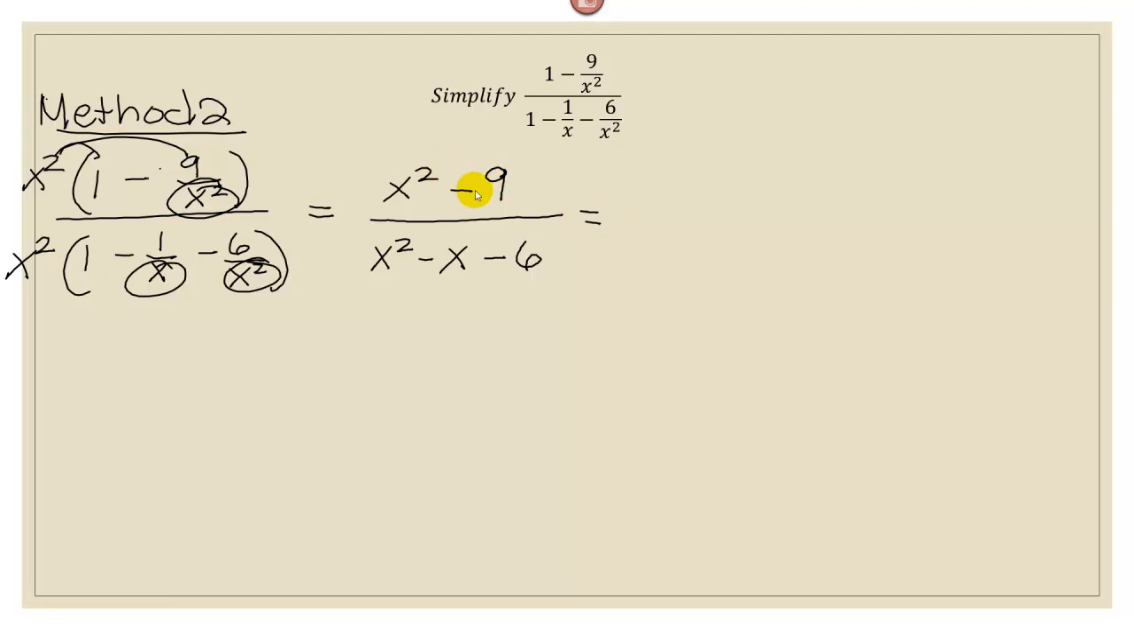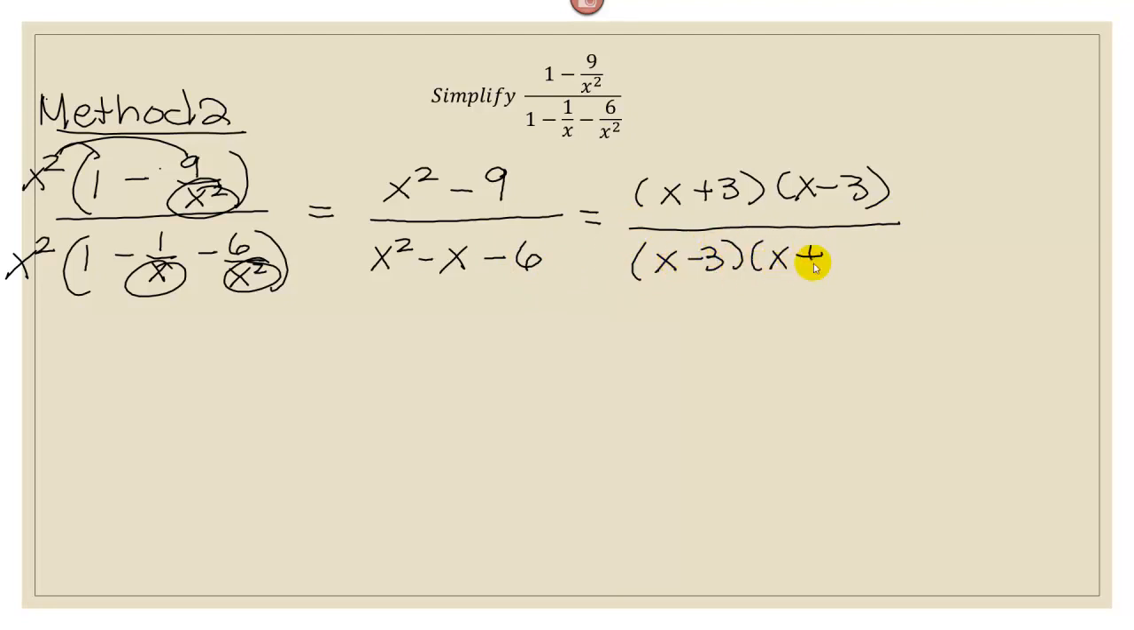So in the numerator, we have a difference of squares, so it's going to factor to be x plus 3 times x minus 3. And then in the denominator, this will factor to be x minus 3 times x plus 2. Okay, does anything cancel here? Well, yeah, we have an x minus 3 in both. So that's going to be our final answer. It's just going to be x plus 3 over x plus 2.